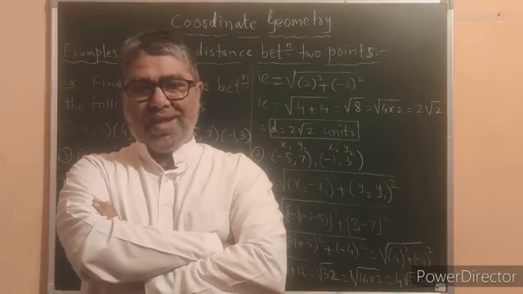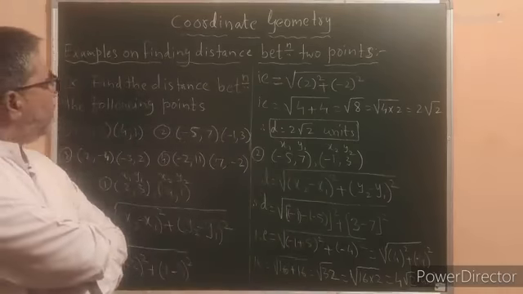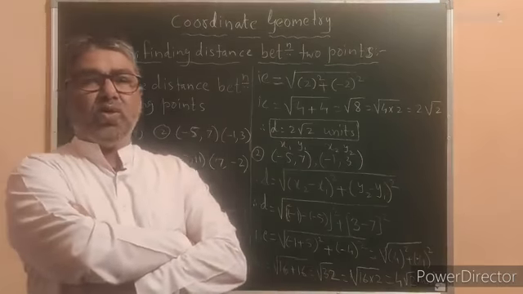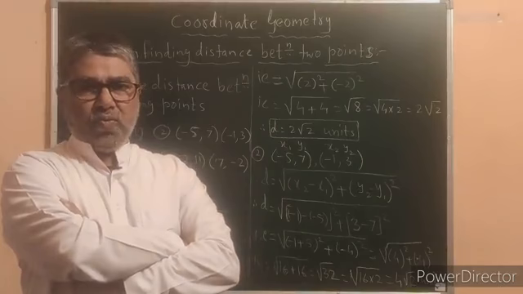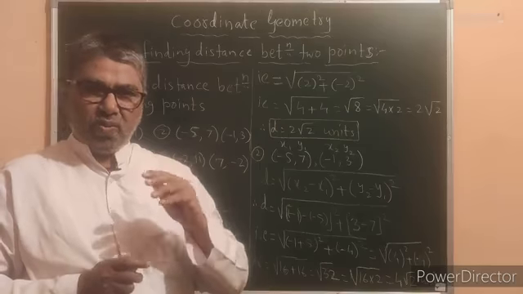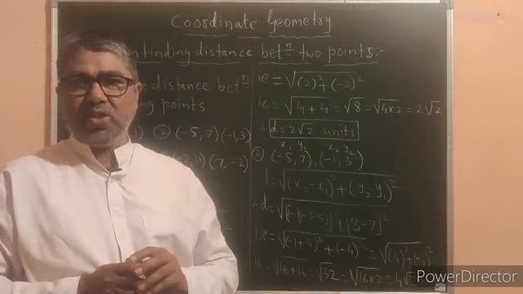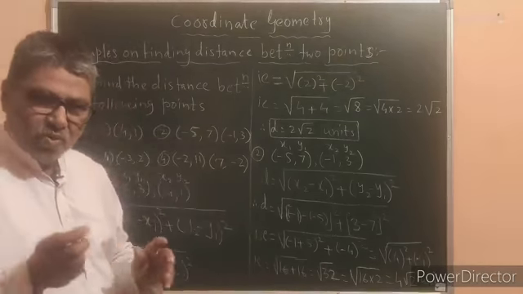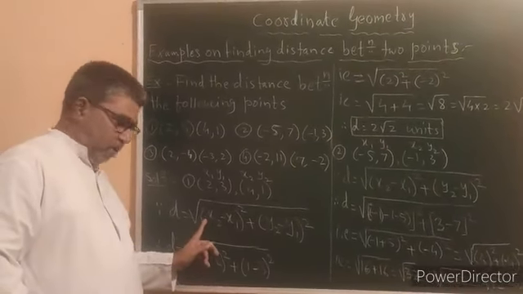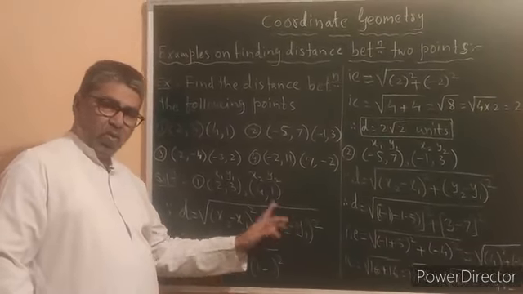From the last video, we are learning the topic coordinate geometry, and in our previous video we have seen a few important formulae. Now in this video, let us solve a few examples on the first formula, which is called the distance formula. And you know the distance formula is d is equal to square root of (x2 minus x1) whole square plus (y2 minus y1) whole square.